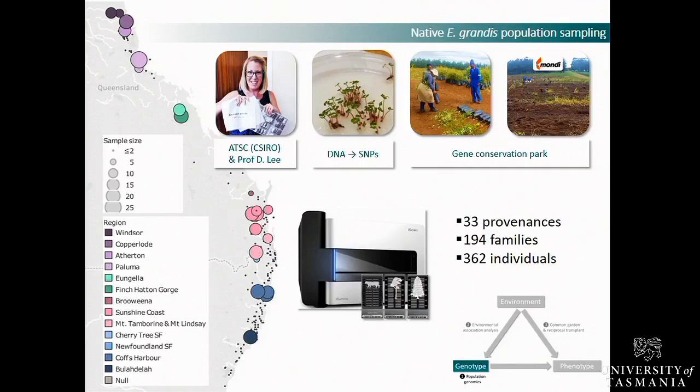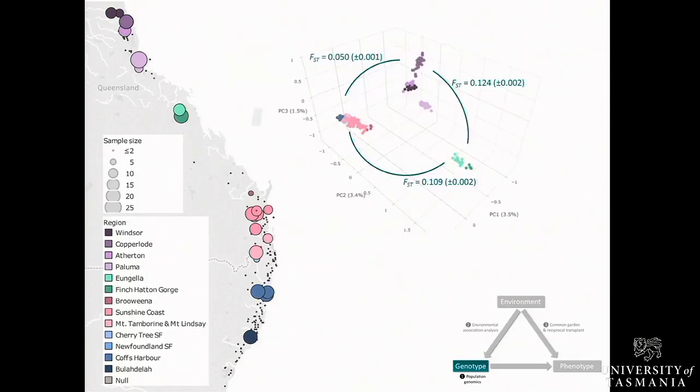So in total, we have 194 families represented from 33 provenances. And although we genotyped just under 600 samples, to keep it balanced so that no family is overrepresented, I'm working with a 362 individual sample set, and we have about 26,000 informative SNPs.